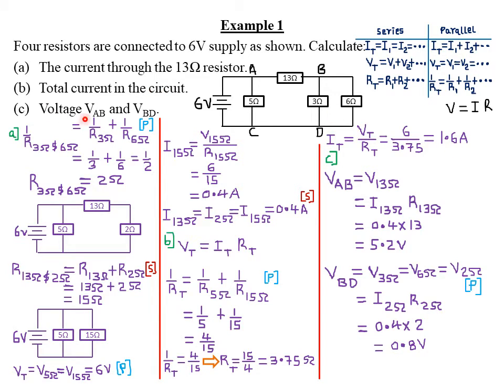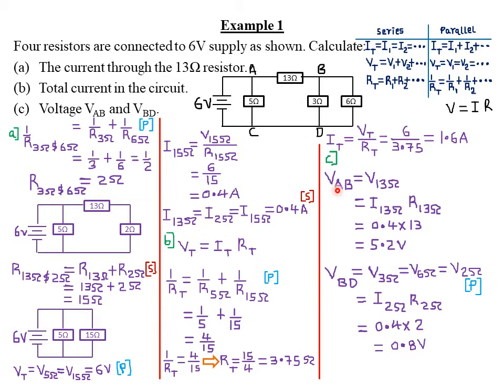Then part C, they want us to find the voltage across AB and also the voltage between points B and D. So let's start with the voltage across points A to B. You can see from the diagram, between A and B we have the 13 ohm resistor. So in short, the voltage between points A and B is just the voltage through the 13 ohm resistor, because between A and B we have the 13 ohm resistor only.